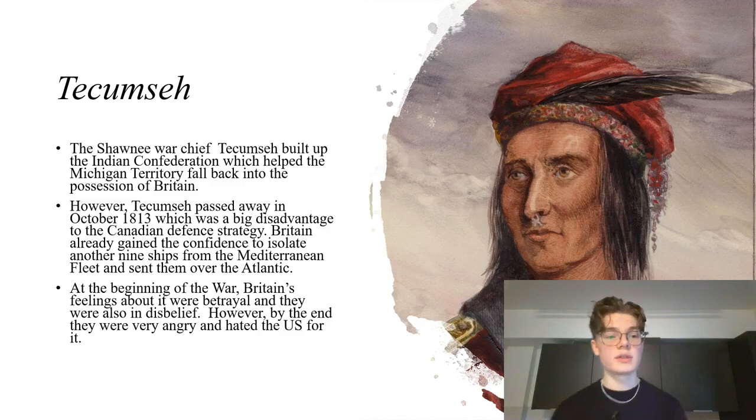One interesting example is Tecumseh, a Shawnee war chief who built up the Indian Confederation, as I mentioned previously, which helped the Michigan Territory fall back into the possession of Britain. And when he did pass away, it was a big disadvantage to Britain and the Canadians, weakening their position. In the beginning of the war, Britain's feelings, they felt betrayed by the US.